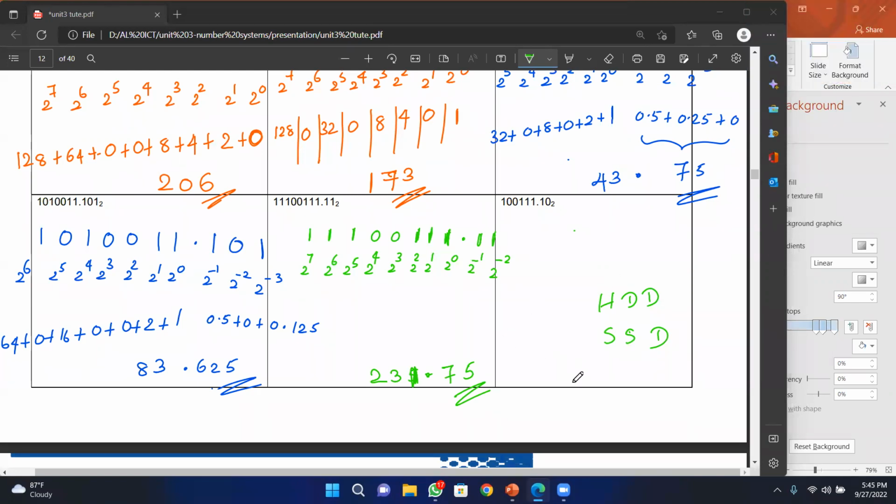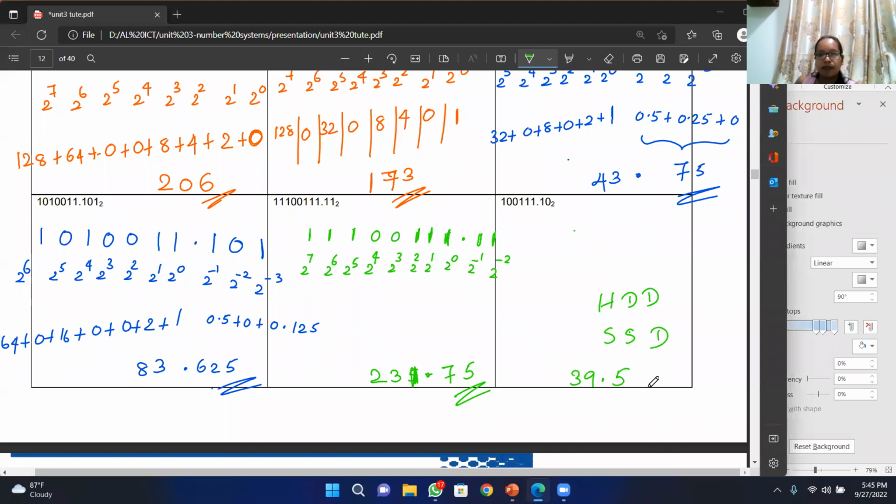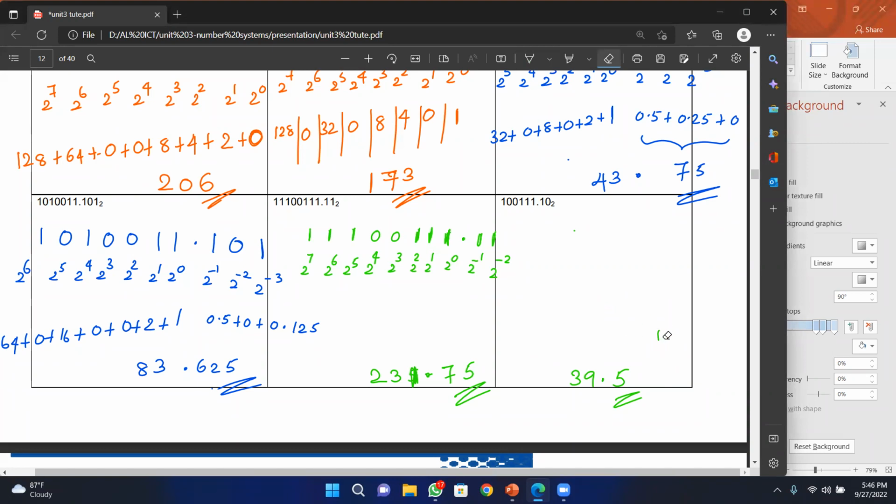Teacher, I got 39.5. Yes, anybody who has taken the answer? Yeah, 39.5 has been taken by some other people as well. Right. This is a mistake. I got 39 point.